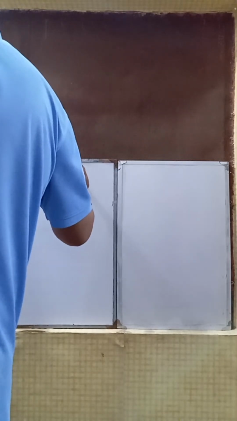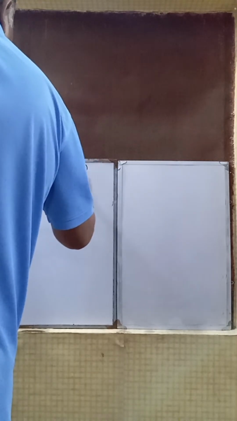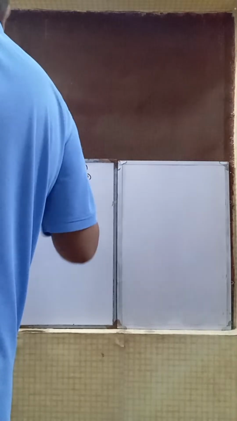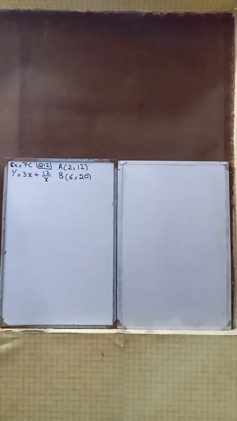The curve y = 3x + 12/x passes through the points A, which is (2, 12), and B, which is (6, 20). At each of the points C and D on the curve, the tangent is parallel to the line AB. Find the coordinates of points C and D.